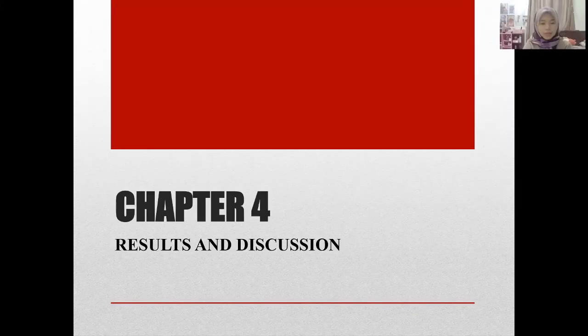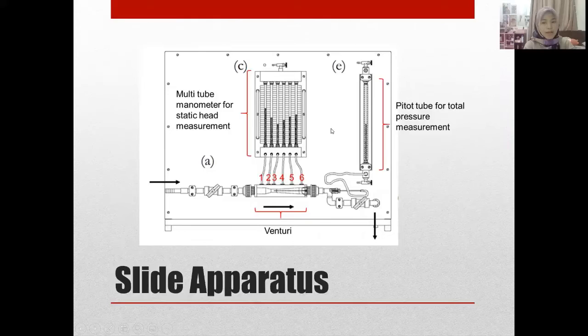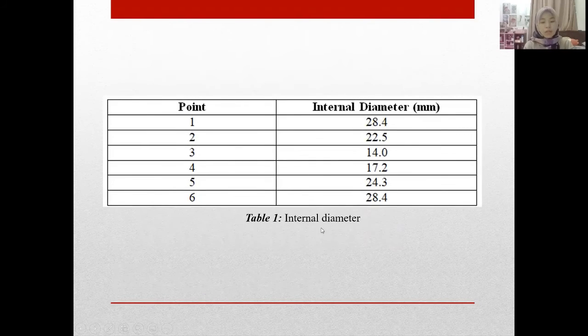So I will present chapter 4, which is results and discussion. Next is figure 1, which shows the experimental apparatus. We have a Venturi multi-tube manometer and pipette. Next, step 1 shows the internal diameter of the multi-tube manometer that was recorded during the experiment.